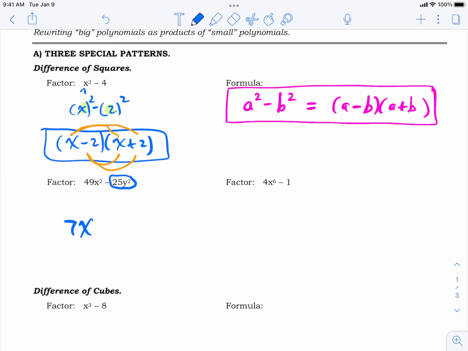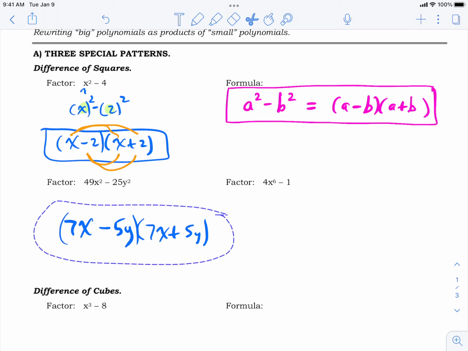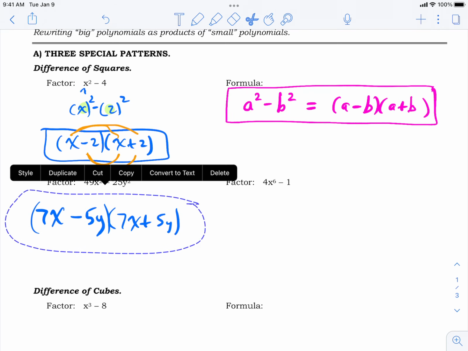Now look at this entire term. What times itself gives me 25y squared? It's 5y times itself. 5y times 5y would be 25y squared. So notice I do have a difference of two perfect squares. So how do I factor this? You subtract them, you add them. You're done. Unless you want to FOIL it out just to check yourself. You could FOIL it out just to make sure it's working, but trust me, it works.